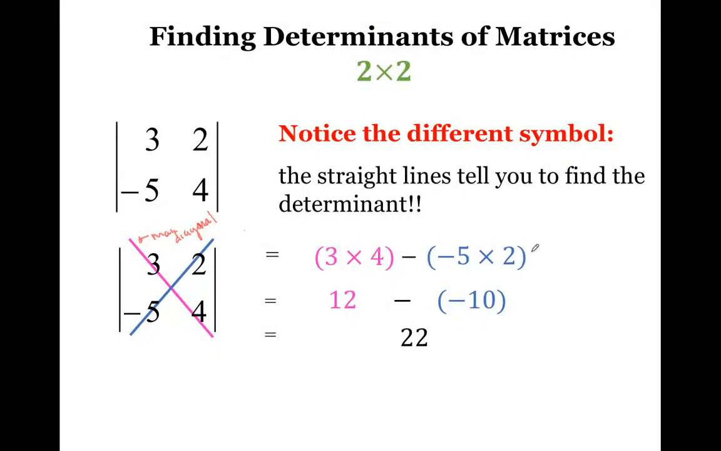Pretty cool. So really what you're doing when you're finding a determinant, here's where my letters are. So it's A, B, C, D. So it's AD minus BC is what you're doing here. All right, that's how you find the determinant. And remember that notation.